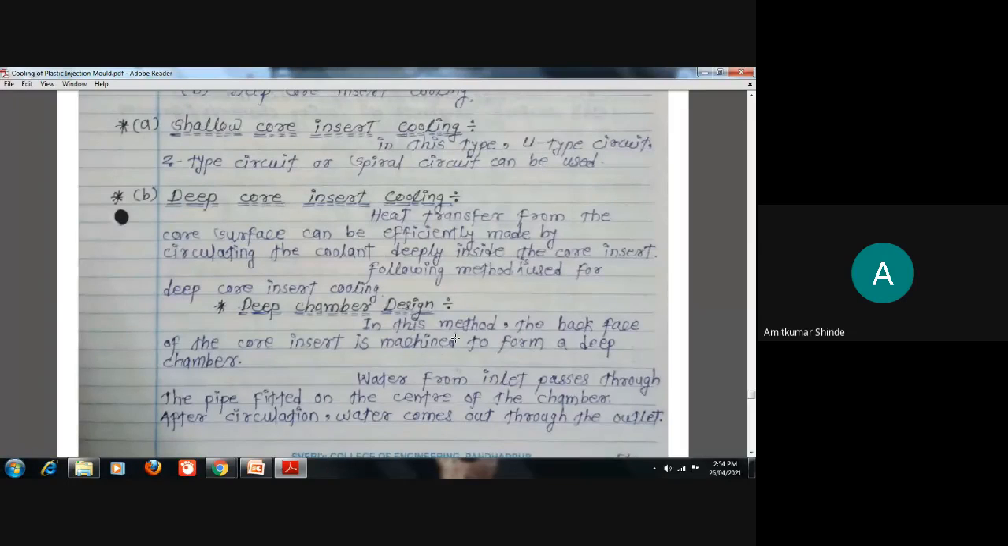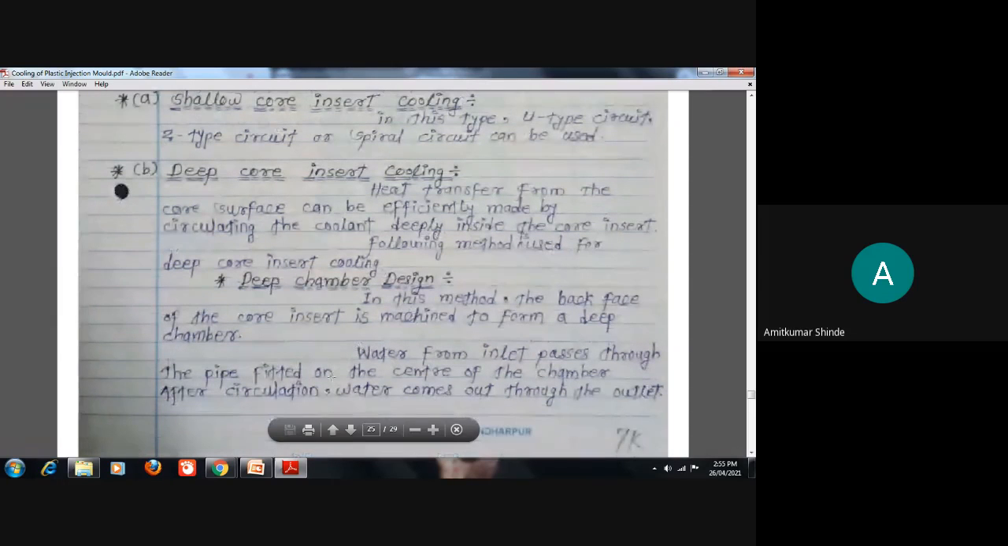In this method, the back face of the core insert is machined to form a deep chamber, and water from the inlet passes through the pipe fitted at the center of the chamber, and after circulation the water comes out from the outlet. This is the deep core insert cooling. One chamber is machined on the back side of the core insert, and through the pipes we circulate the water.